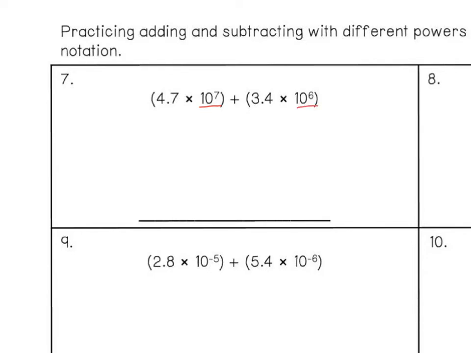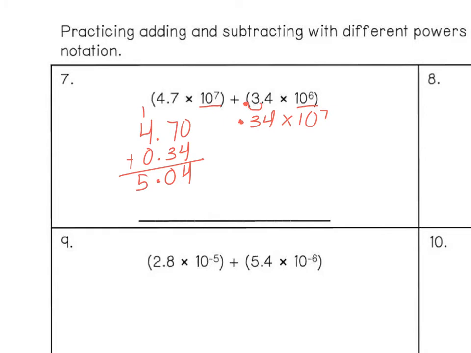What I'm going to do is change, and it doesn't matter which one you change, but I'm going to change this one, move my decimal over here so it's 0.34 times 10 to the 7th power. So now they're the same and I can add 4.7 plus 0.34. We have a 0 here, so we have 4, 10, carry my 1, 5.04, and it's 5.04 times 10 to the 7th power.